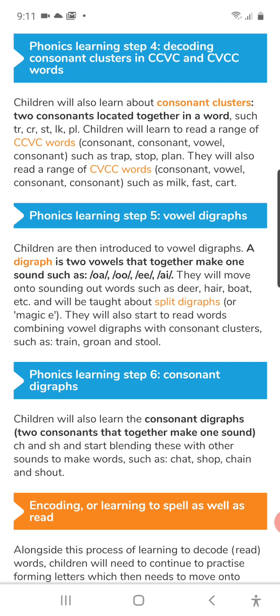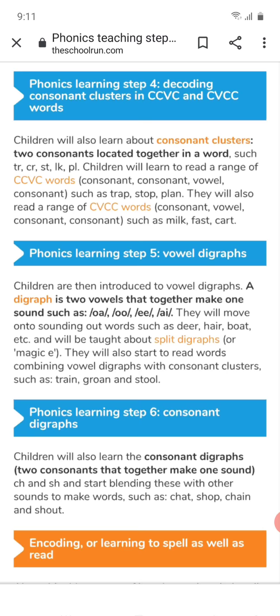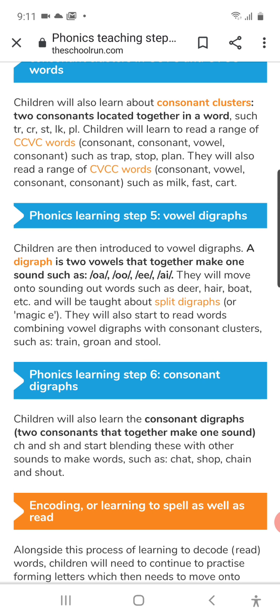Step number 5 is vowel digraphs. Children are introduced to vowel digraphs. A digraph is two vowels that together make one sound such as OA, like O, EE, and AI. They will move on to sounding words such as deer, hair, boat, each, and will be taught split digraphs, or magic e. They will also start combining vowels with consonant clusters such as string, groan, and too.